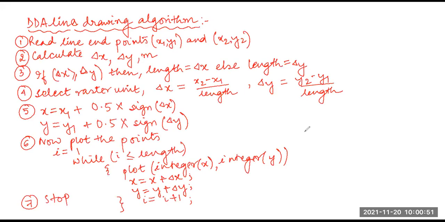Right. So x1, y1 is 0, 0 and x2, y2 is 4 and 6. So the first line of the algorithm we have done. We have read the line endpoints, right? Now, when you write this algorithm in your programming section, you won't write this line, right? Read line endpoints x1, y1, x2, y2. There is no such line in C code.